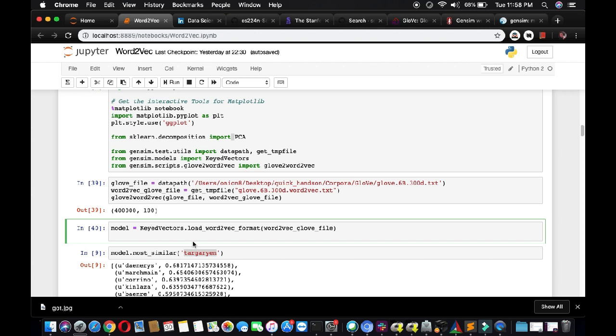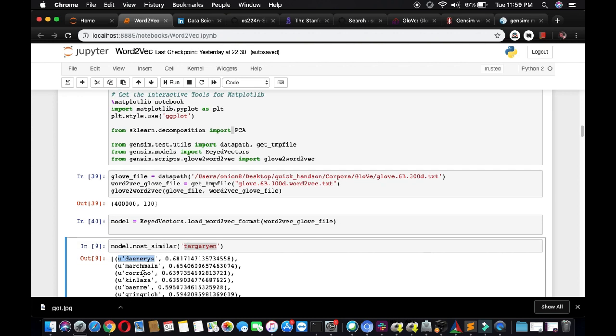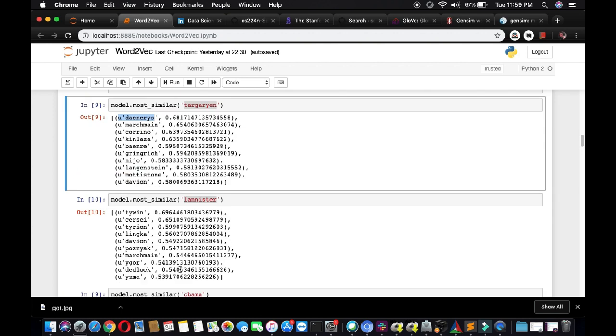So what we are doing here is using the model to find out what is more similar to Targaryen. Daenerys, right? Khaleesi is there. The others do not make much sense, but Daenerys is much more related to Targaryen, and the measure of how similar it is is also given. Next, which words are more similar to Lannisters? Tywin Lannister is there, Cersei is there, Tyrion is there. All this makes sense, right?